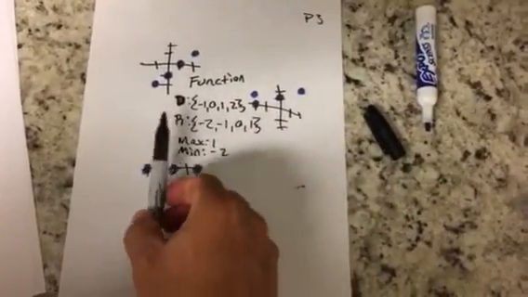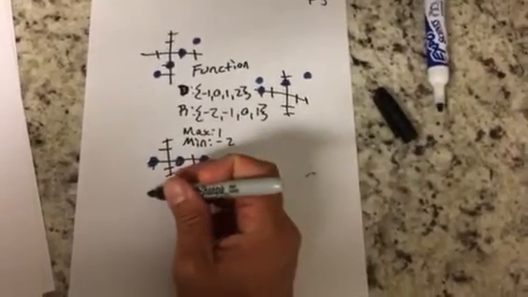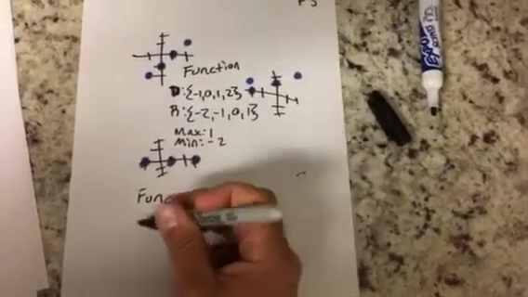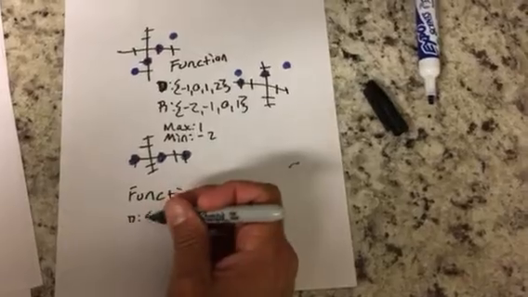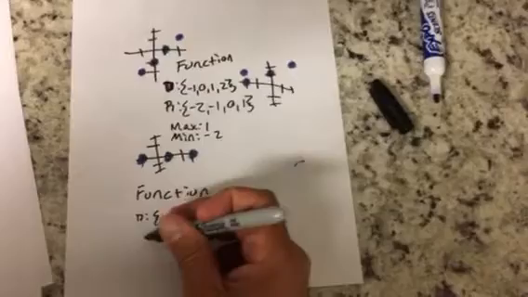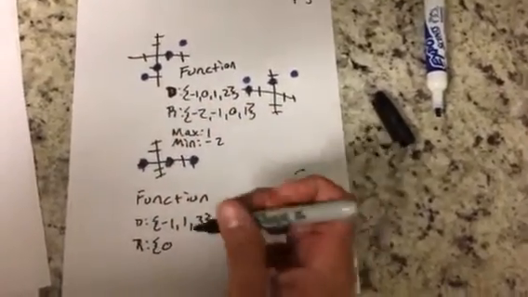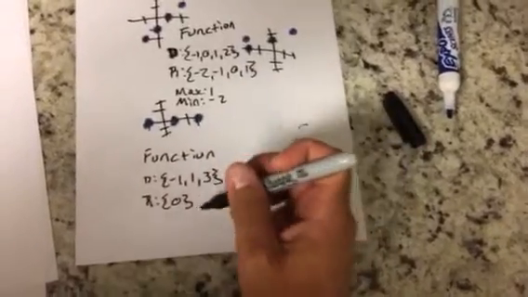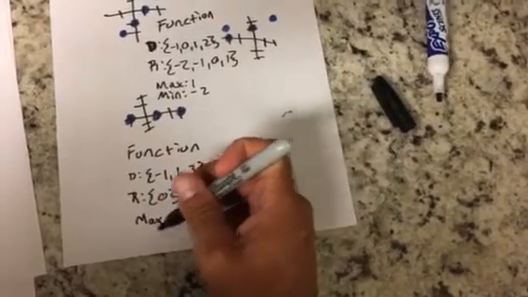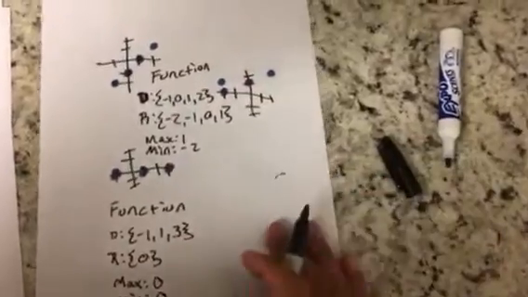On this graph, again, going across, it doesn't hit any 2 points at the same time with the vertical line test. So this is a function. My domain is negative 1, 1, and 3. My range is 0. All of these are y of 0, so I only need to put it once. The max, the highest y is 0. The min, the lowest y is also 0, because they're all at 0.